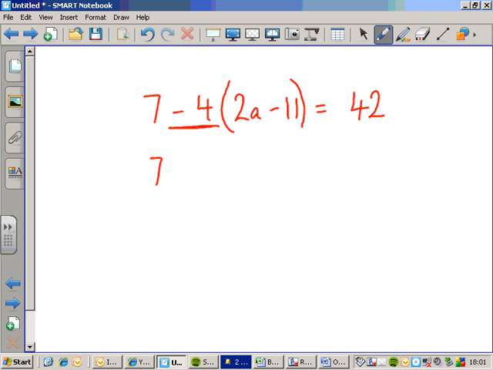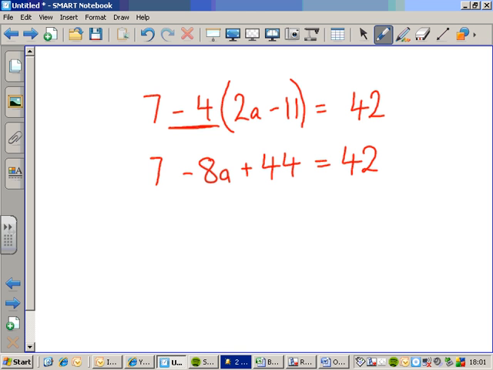So what's minus 4 times 2a? Minus 4 times 2 is minus 8, and negative times a positive is negative. So minus 8a. And minus 4 times minus 11, we're multiplying 2 negatives here, so our answer, our product, is going to be positive, isn't it? And 4 11s are 44. So there we go, bingo. And that's equal to 42.